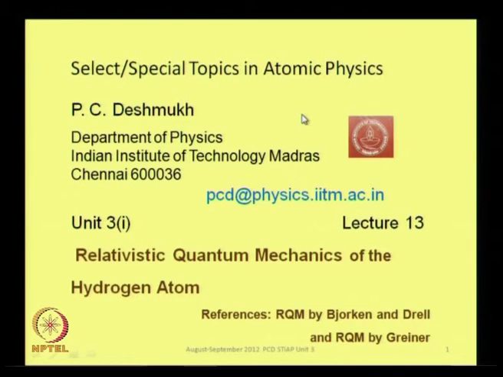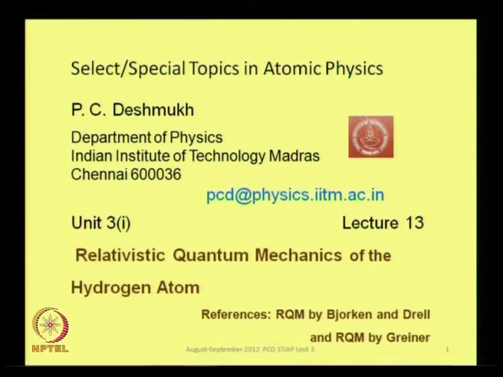Okay, greetings. I will begin unit 3, which is a very fascinating topic, relativistic quantum mechanics of the hydrogen atom. So we obviously have to use relativistic formalism together with quantum mechanics, and I will be using predominantly these two books. Both have the same title, Relativistic Quantum Mechanics. One is by Bjorken and Drell, and the other is by Greiner, and these two are very good sources for much of what I will be discussing in this particular unit 3.